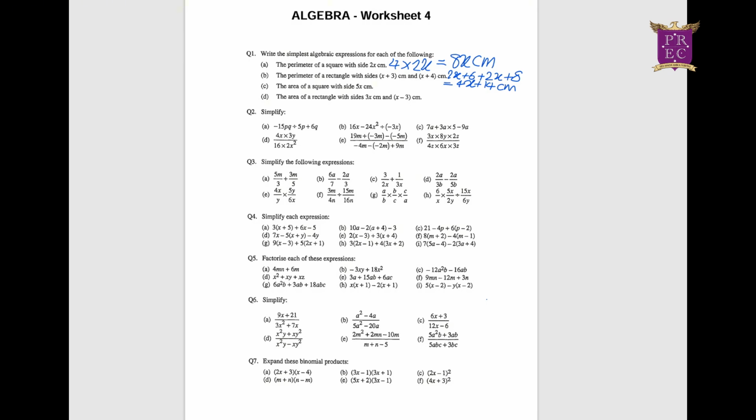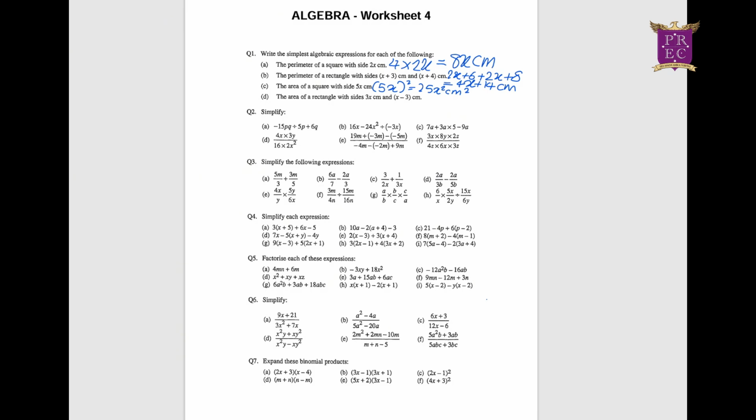The area of a square with side 5x centimeters. So what we need to do is times the side by itself. So we square the side. So 5x to the power of 2 gives us 25x squared centimeters squared. Okay, remember the units are square centimeters.